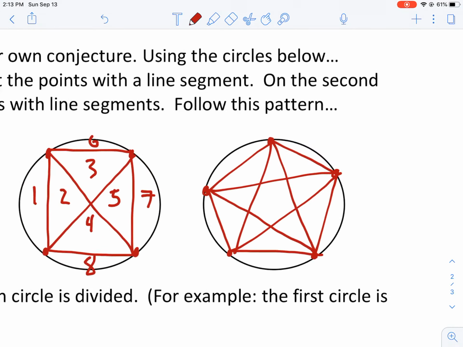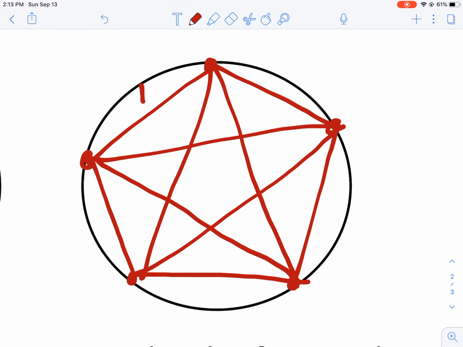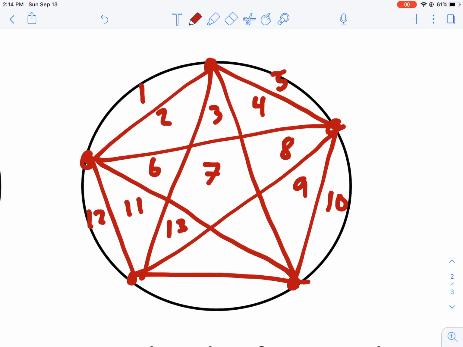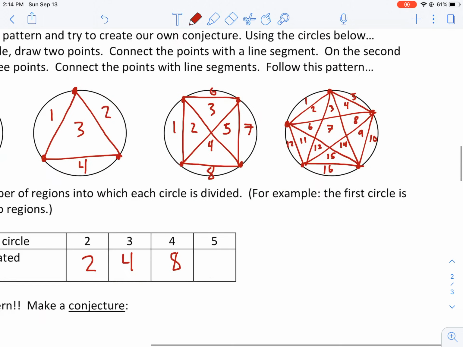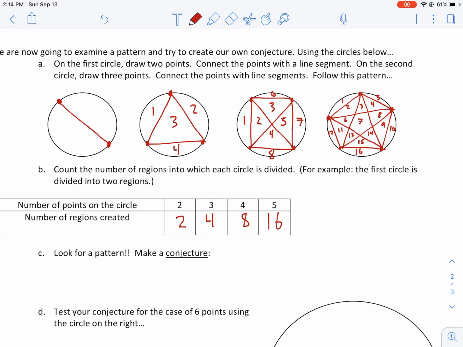So now how many regions is this divided into? It's getting kind of hard to count. So let's go through. We've got 1, 2, 3, 4, 5, 6, 7, 8, 9, 10, 11, 12, 13, 14, 15, 16. All right, 16 regions when we have 5 points.